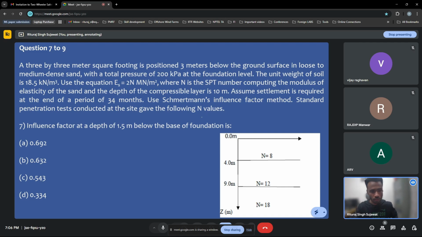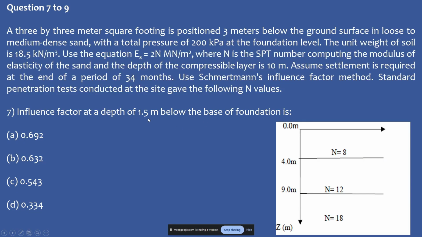So we were on question number 7. You have been given the stratification detail, which has been characterized using the SPT test data. We usually use the Schmertmann influence factor method to evaluate the settlement, and before calculating the settlement we calculate the influence factor. So question number 7 is meant to evaluate the influence factor at a depth of 1.5 meter below the base of the foundation.